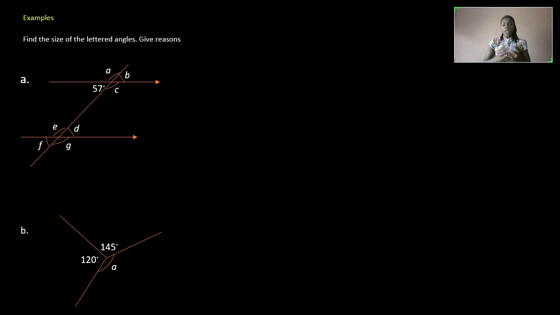Then if you are to find C, we are using sum of angles on a straight line. So whichever one you are using or whichever one you are finding first, make sure you are giving your reason why the answer is so. So let's put them down. The first one is angle B is equal to 57. Reason, vertically opposite angles are equal.